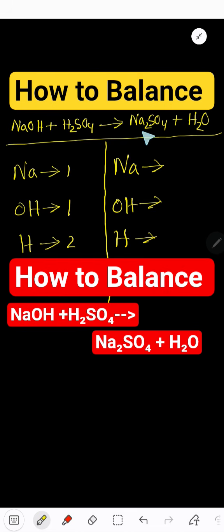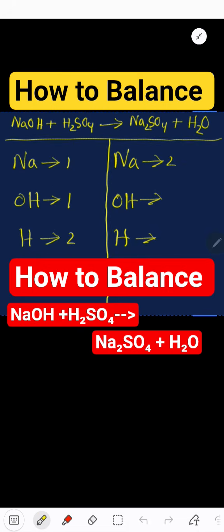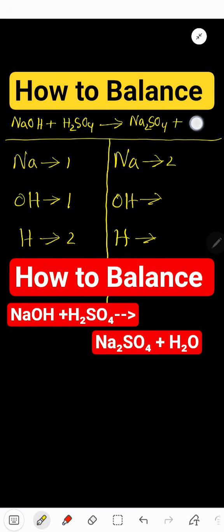On the right hand side we have two sodium, we have one sulfate, we have, look, here we have OH, but right hand side we don't have OH. But remember, we can write water as H₂OH, and this is the very simple trick. So the number of hydrogen is 1, the number of hydroxide is 1. For balancing this equation, we need to balance sodium, sodium, hydroxide, hydroxide, hydrogen, hydrogen, sulfate, sulfate.